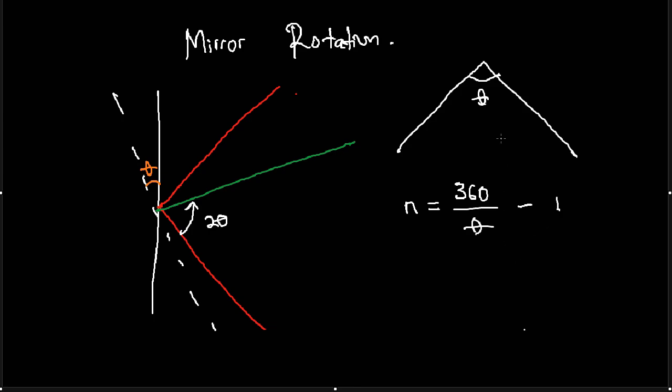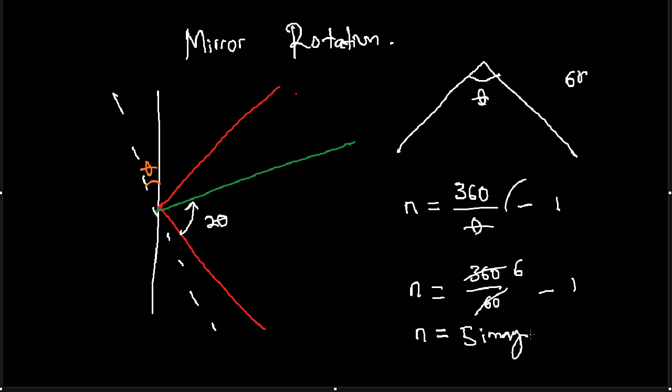So in your exam, they tell you two mirrors are placed at an angle of 60 degrees to each other. How many images will these mirrors form? It's simple. You just put it in your formula: 360 over 60. This should give you 6, right? Minus 1. Don't forget the minus 1. So 6 minus 1 is equal to 5 images. This is an easy mark in JAM.